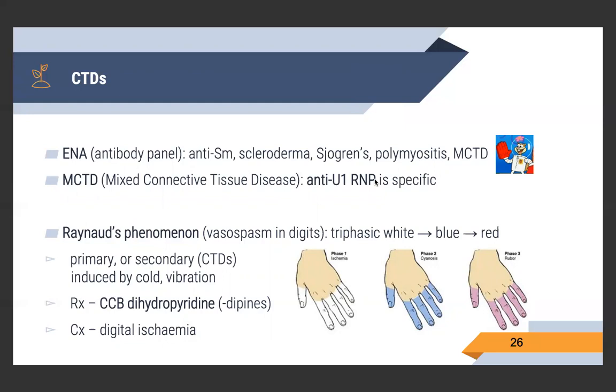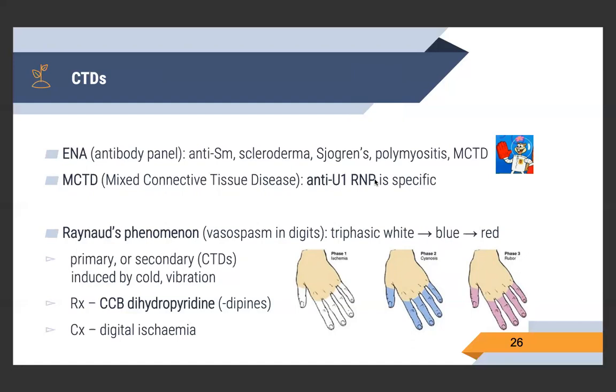And the other thing, Raynaud's. Raynaud's is when you get vasospasm in your digits, and there's a triphasic change. It goes white all of a sudden, then blue, then red when the blood flow suddenly comes back. It can be primary, which happens typically in young white females, but also in me for some weird reason, or it can be secondary.